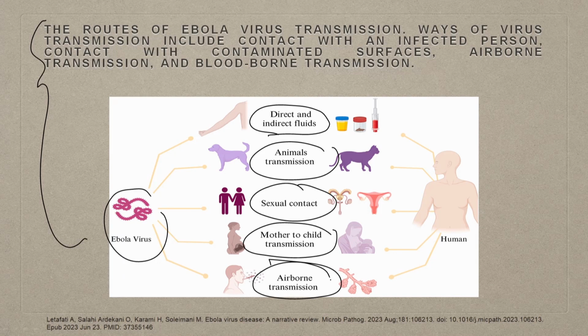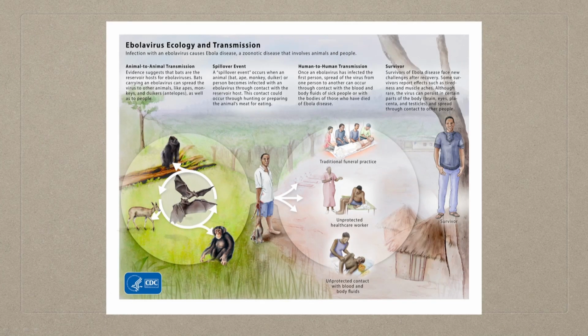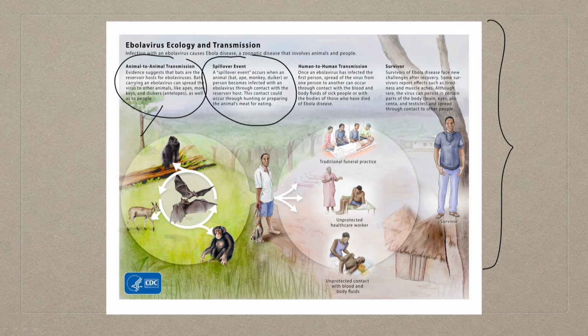transmit this virus. And this is a much more pictorial demonstration of the Ebola virus ecology and transmission for your better understanding. Animal to animal transfer. Evidence suggests that bats are the reservoir host of Ebola virus, and bats carrying the Ebola virus can spread the virus to other animals, as we have already mentioned. There is a spillover event. A spillover event occurs when a bat, ape, monkey or person becomes infected with the Ebola virus through contact with the reservoir host.